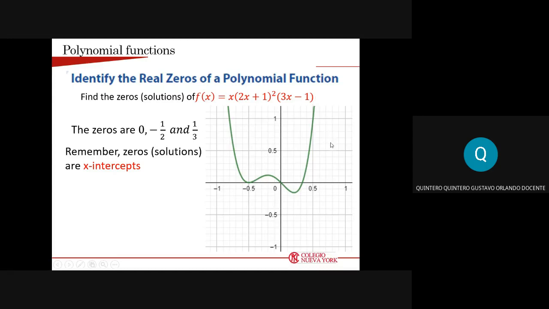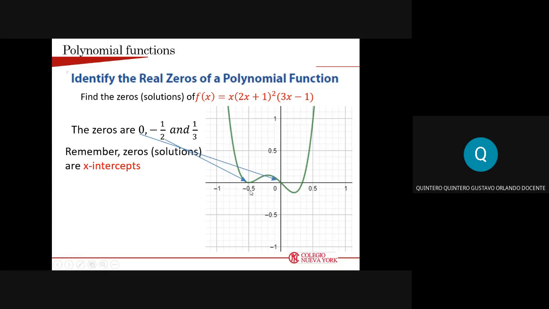Okay? And look at that. You can clearly see the solutions as x-intercepts. The first one, the 0, is right here. Right, x equals 0 is right there. The function passes through that point. How about the second one, negative 1/2? Look at this. Is this one in here?